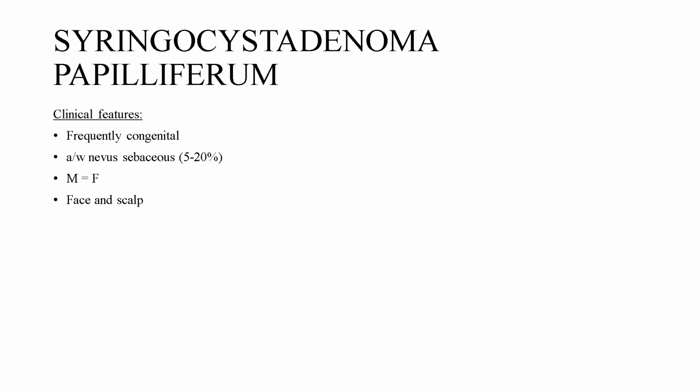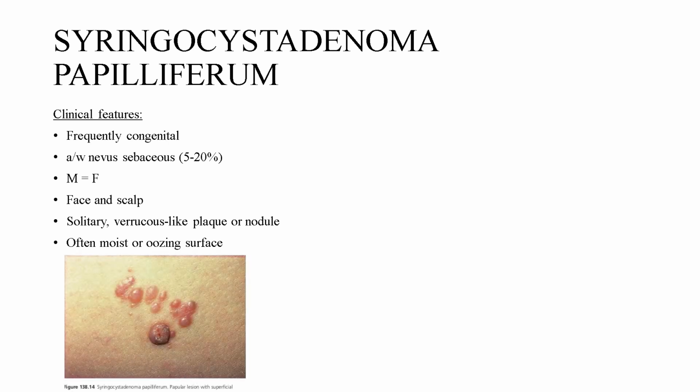And classically ये face और मतलब head and neck region में ज़्यादा common है, and classical presentation is a solitary nodule, and sometimes it may have a verrucous plaque-like appearance also. Okay, and the surface may be dry, or sometimes it may have a moist oozing surface also. So this is what it looks like.